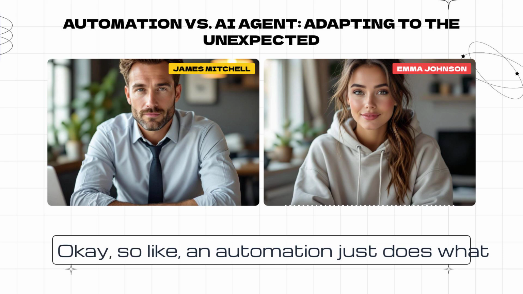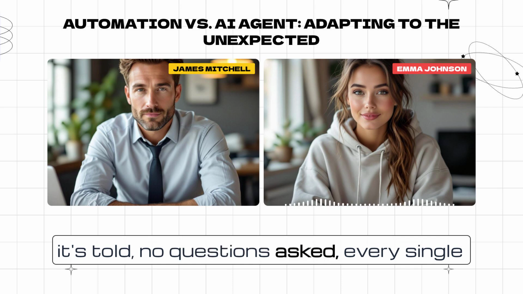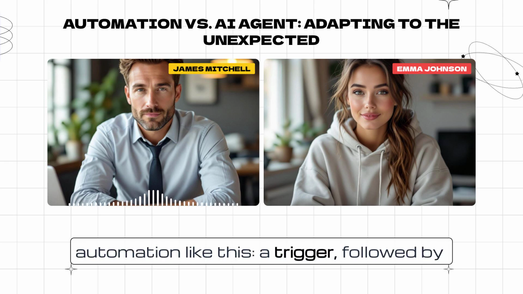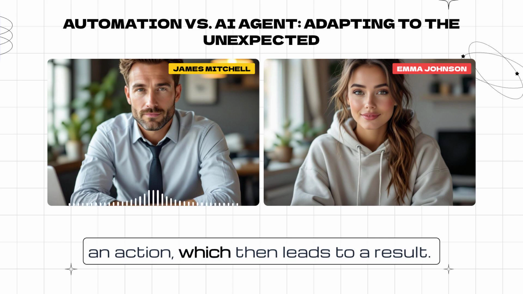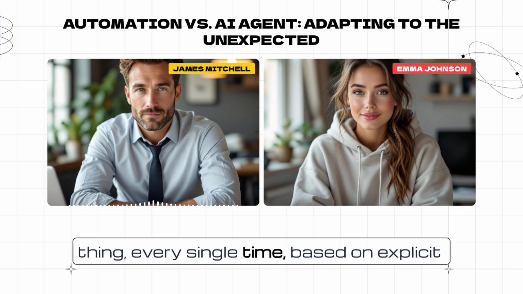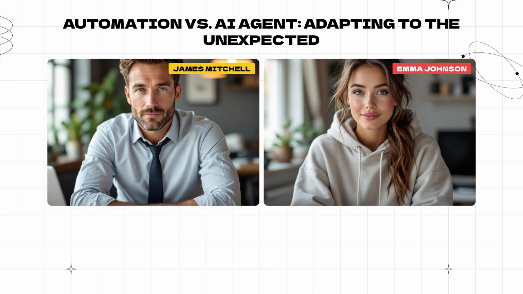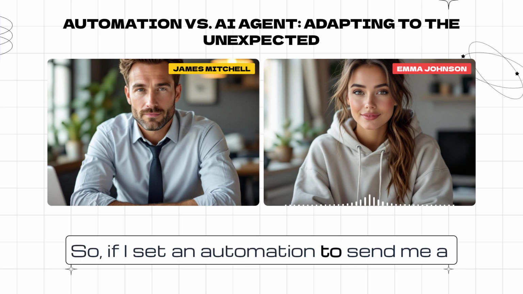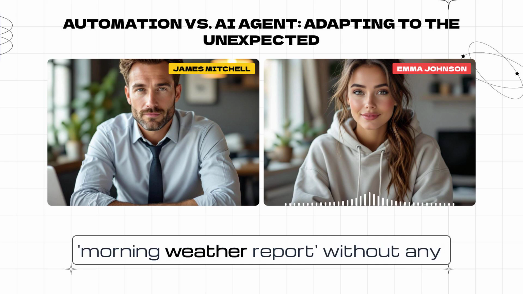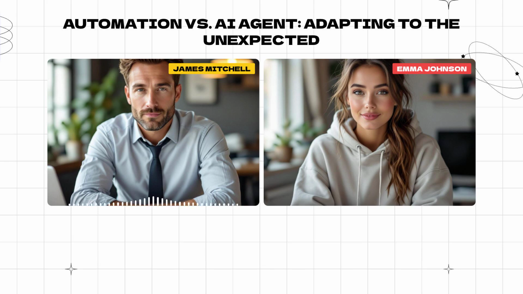Okay, so like an automation just does what it's told, no questions asked, every single time. Is that it? You're getting warmer. Think of a basic automation like this: a trigger, followed by an action, which then leads to a result. It's predefined and fixed. It does the same thing every single time based on explicit instructions. So if I set an automation to send me a weather report at 6 a.m., it'll just send the morning weather report without any context? Exactly.